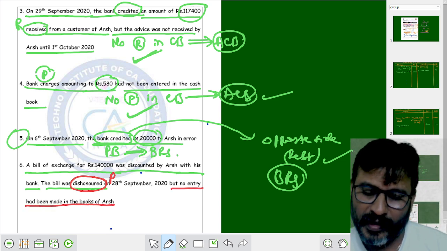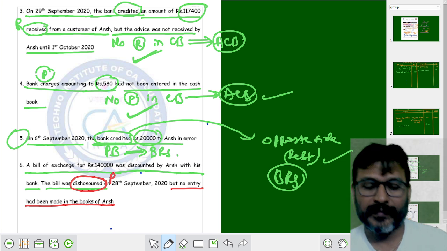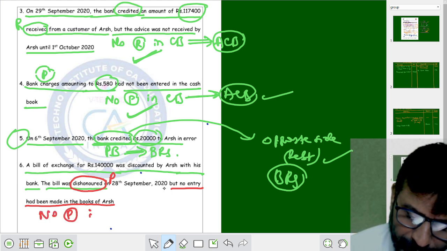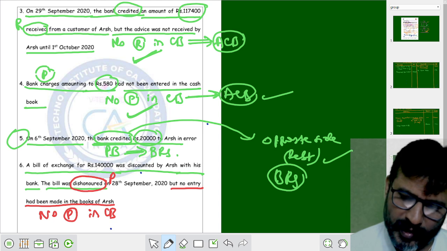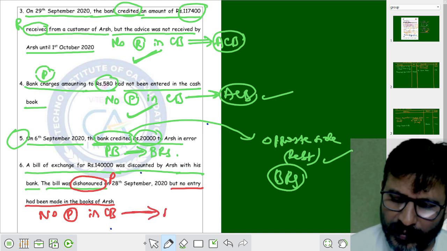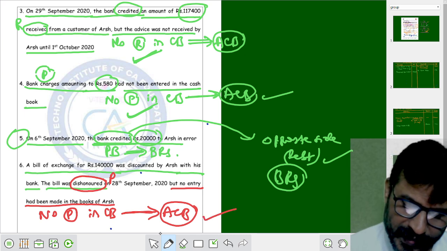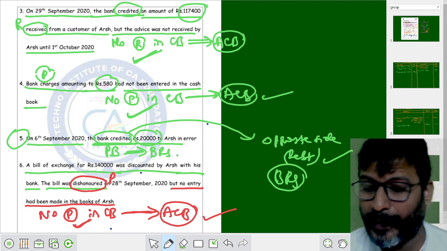In the books of Arsh, that means in the cash book. So we can say that there is no payment in the cash book. So where do we have to take it? We have to take it in ACB only. On what side? On the payment side, because it is not being entered on the payment side.